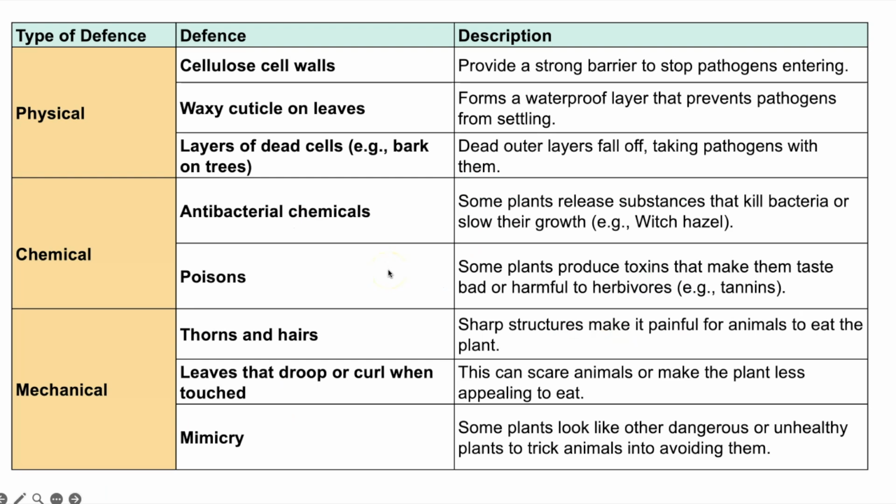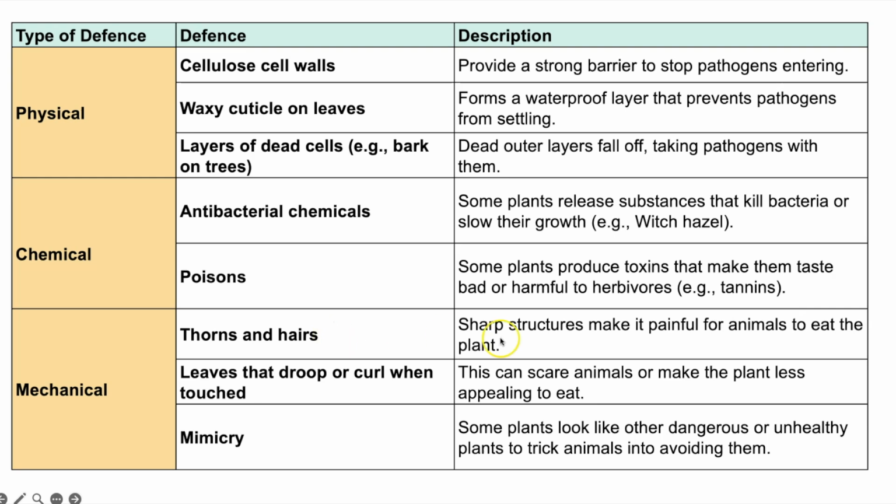So let's have a look at this summary here. Here's our type of defense. Here's some examples, and here's a description. All of these examples of defenses you need to know. So I've talked through some of them. So we've got our physical ones, which we saw on the previous slide with the picture, and you've got the description. We talked about having those chemicals and also poisons that can help too. First of all, the antibacterial chemicals will destroy pathogens, but also some plants produce poisons which are toxic to animals, and it prevents an animal from eating them.